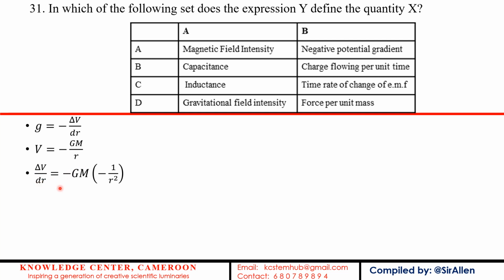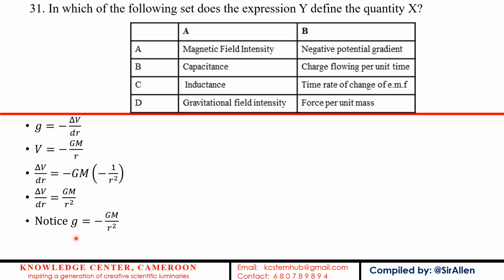Our dV/dr, which is now the gradient of this potential, would be, of course, us differentiating this with respect to r. GM would be a constant, so you send GM outside together with this negative. If I differentiate 1 over r with respect to r, of course I get negative 1 over r squared. All right, hope your differentiation skills are good. So dV/dr then becomes GM over r squared.